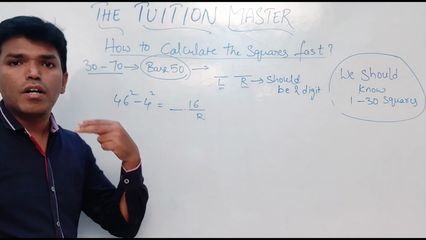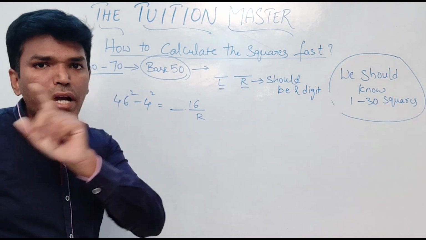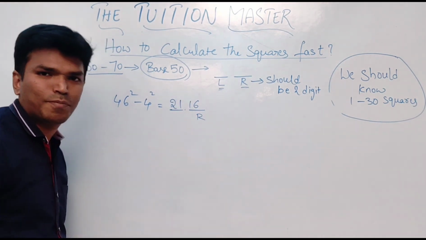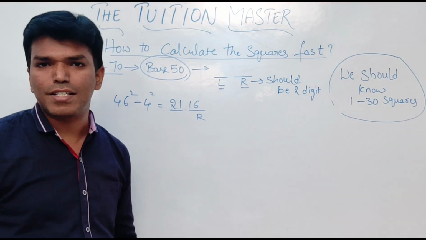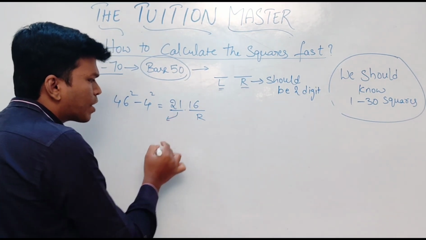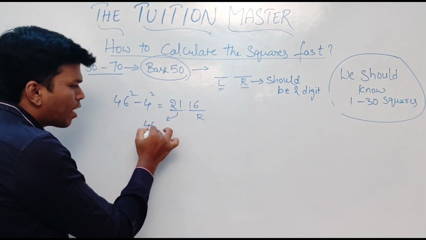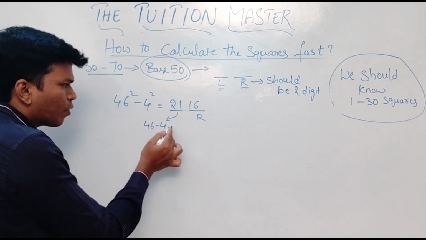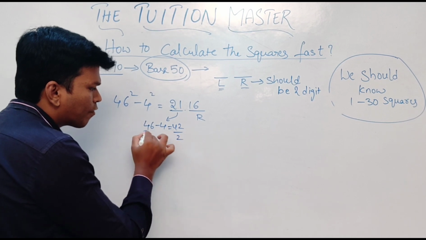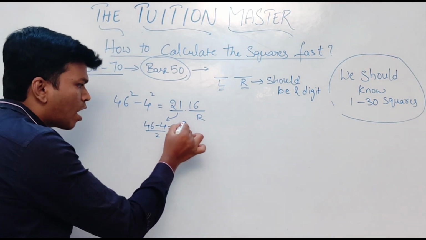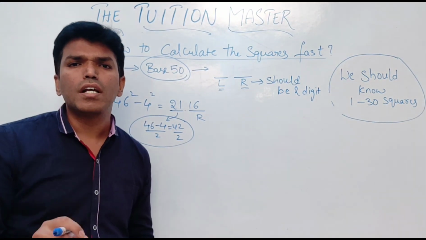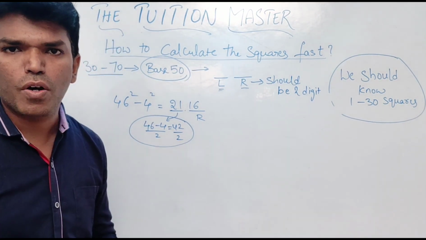46 minus 4 is 42. So 42 should be divided by 2. When you divide 42 by 2, you will get 21. So my answer is 2116. That's simple. So remember, my dear friends, how you got this 21. You got 21 by subtracting 46 minus 4, which is 42, and again making it half. That's how you got the left side part of the answer. This is the only step we are going to add.